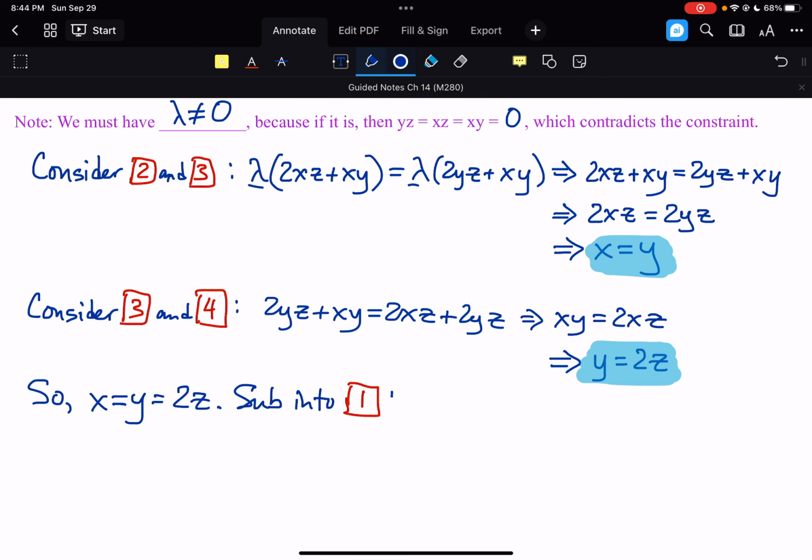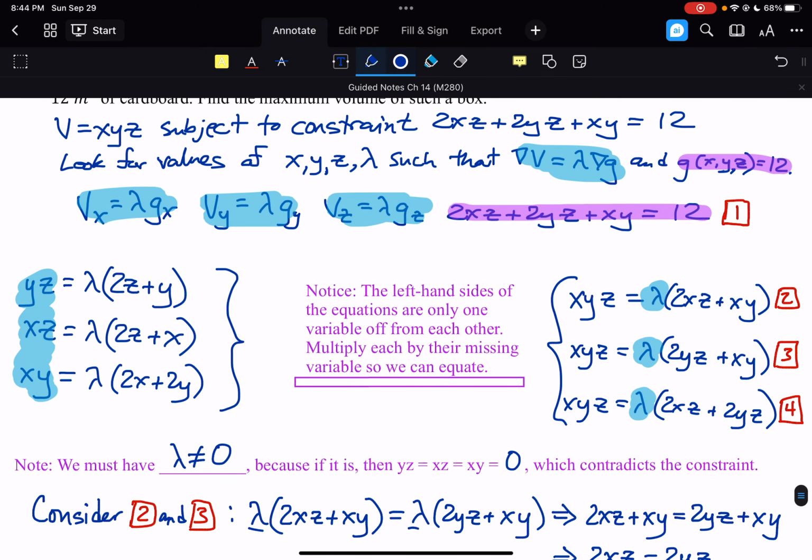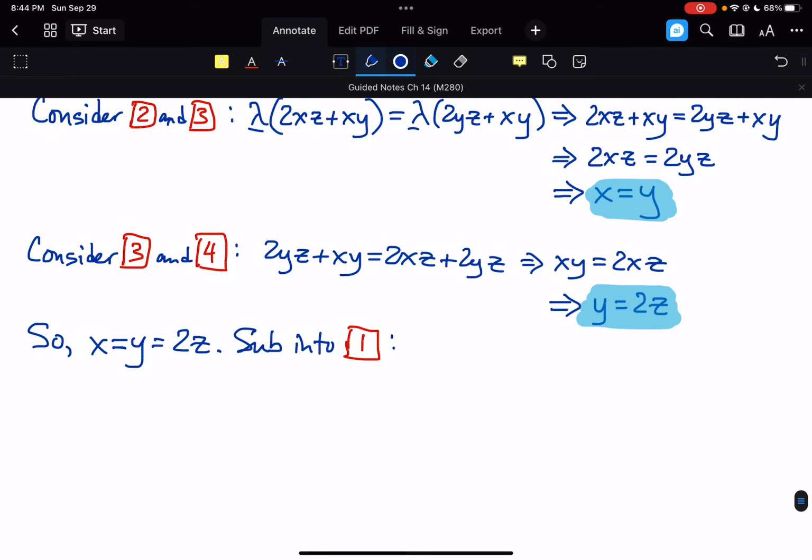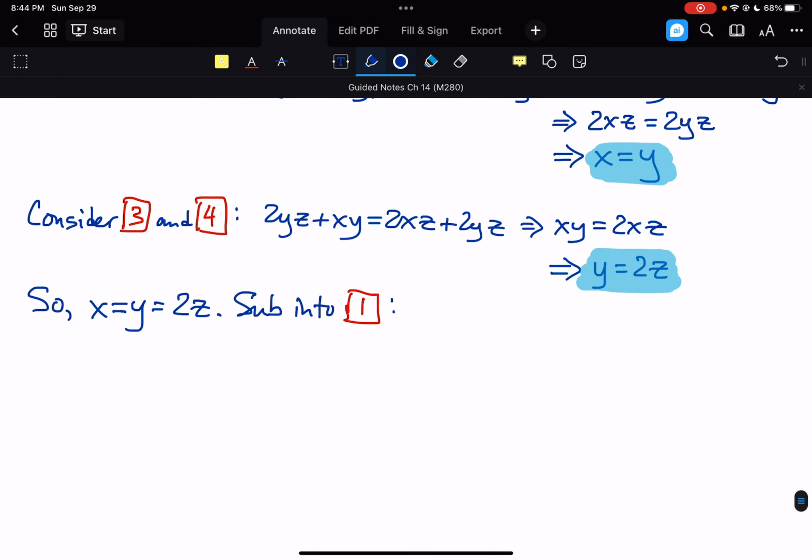If you get down to this point of the problem and you're not sure where to go next, and you haven't used the constraint yet, you will need to use it at some point, because that's the whole purpose of these problems: solving with respect to a constraint. So we need to substitute into this equation here. We need to put them all in terms of one variable. It doesn't matter which one. I'm going to put them in terms of z, just so I don't have to get 1/2 in there. So x and y will both be replaced with 2z.